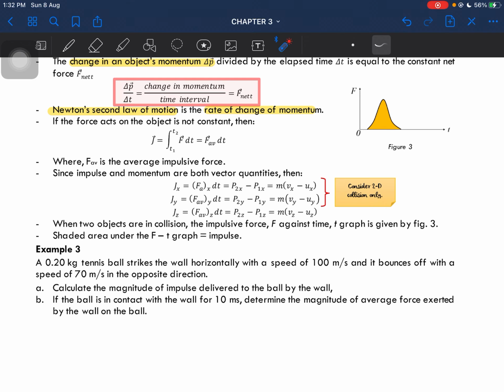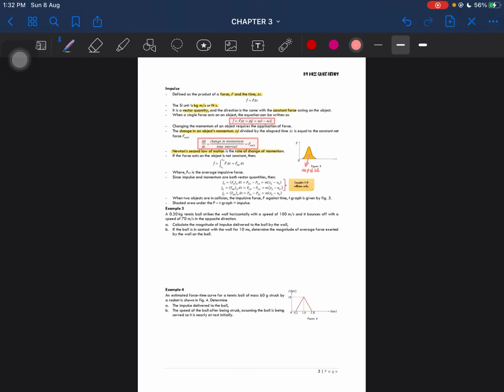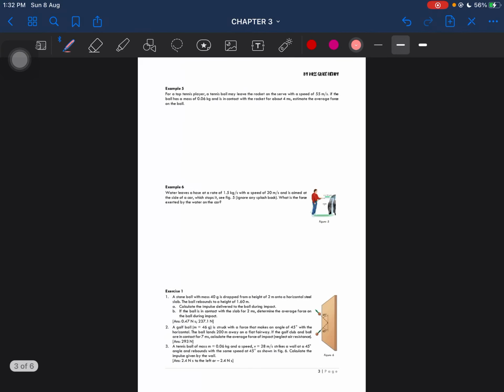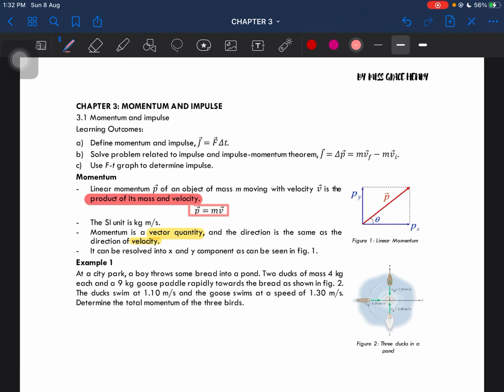When two objects are in collision, we can see this graph here. The shaded area under this graph gives us the impulse. So that is on impulse, and that is subtopic 3.1.